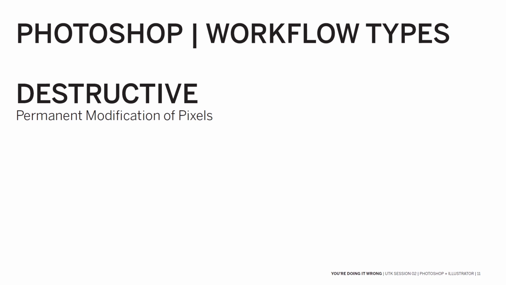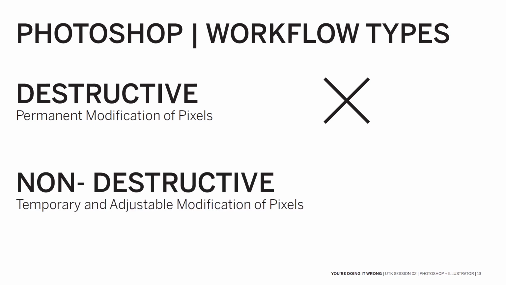But let's say you want to go back and make a change. Well, you have to cut out the whole thing again. So it's a destructive workflow because you're permanently modifying those pixels. It's a workflow that we'll want to avoid altogether for the rest of time. So you want to use a non-destructive workflow, or temporary and adjustable modifications to pixels. Any change that you make is easily turned off and on, or it becomes a layer that you can toggle on and off.